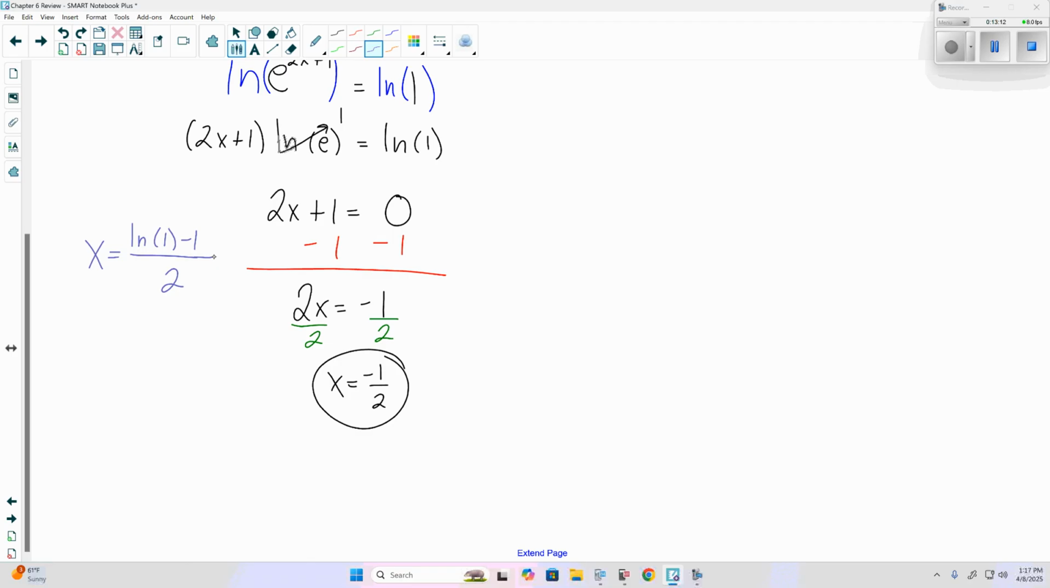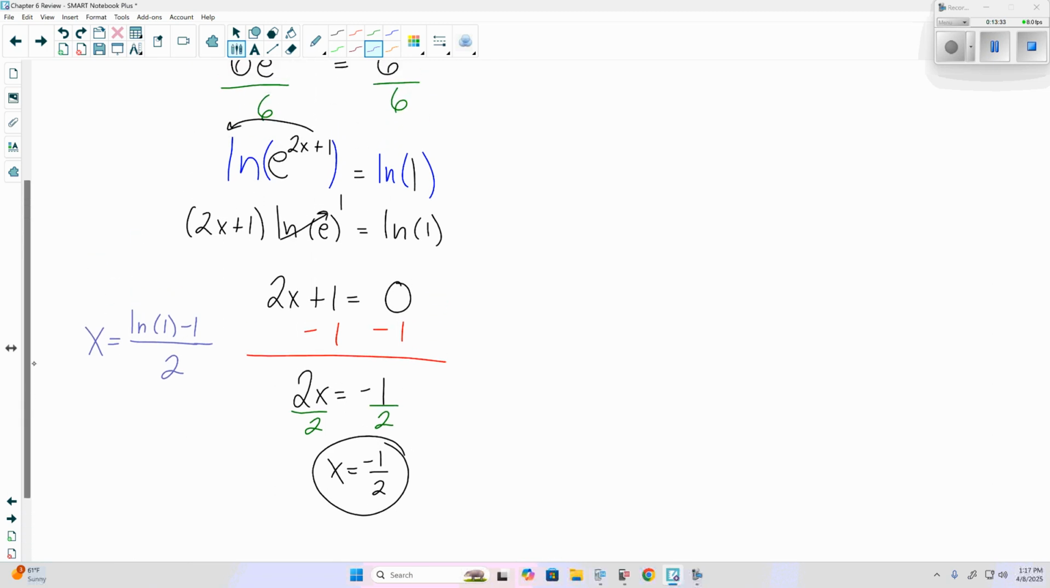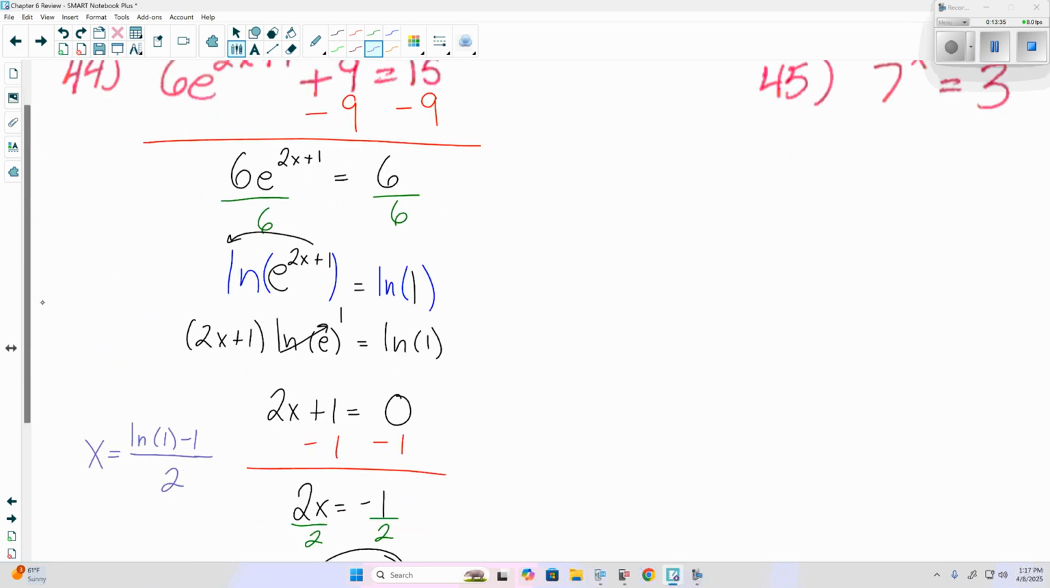Now, if you'd gotten that x is equal to the natural log of 1 minus 1 all over 2, I will take that. That is the same answer. We wouldn't normally leave it in that form, but I will take it, because essentially that's what we did. We just didn't evaluate the natural log of 1. But I'll take either one. Questions on 44?